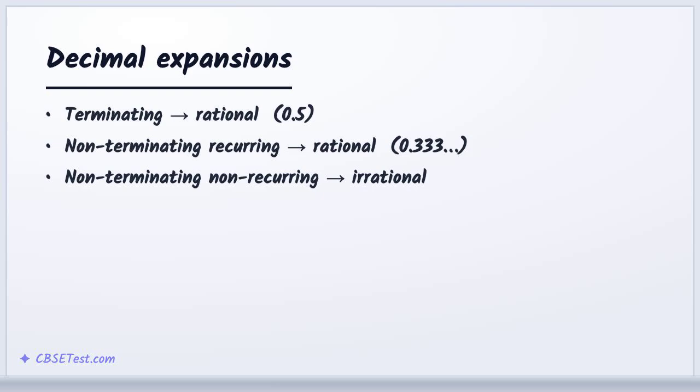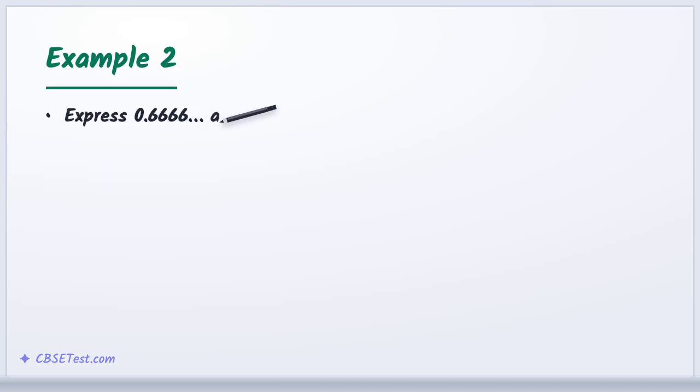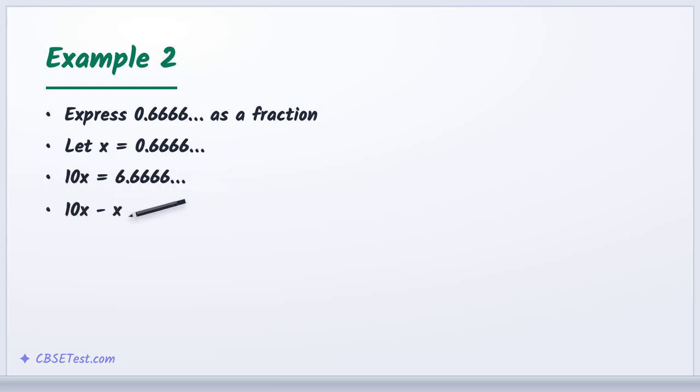If it stops, it's rational. If it goes on forever but repeats, it's still rational. Only when it goes on forever with no repeat is the number irrational. Let's turn a repeating decimal into a fraction. Call the number x. Multiply by 10 so the repeating part lines up. Subtract the original x, and the endless tail cancels, leaving 9x equals 6. So x is 6/9, which simplifies to 2/3.